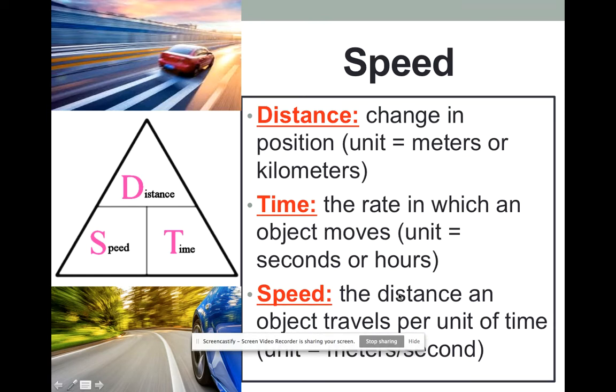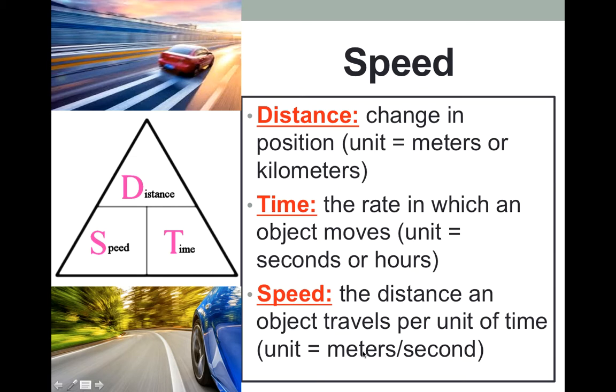And then we have speed, which is the distance an object travels per unit of time. So speed takes distance and time and puts it together into one word called speed. So the unit equals meters per second, with a slash mark. We can take meters and replace it with kilometers, or with inches, because it all depends on the equation that is given to you. So if you're given an equation and it gives you the distance in meters, you know that your speed is going to be in meters. Whatever unit it gives you for distance is going to be incorporated in your speed.